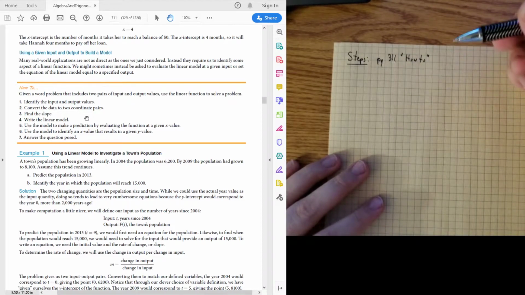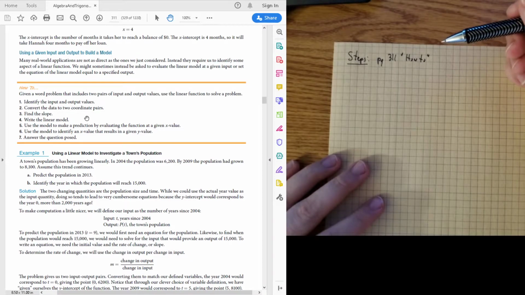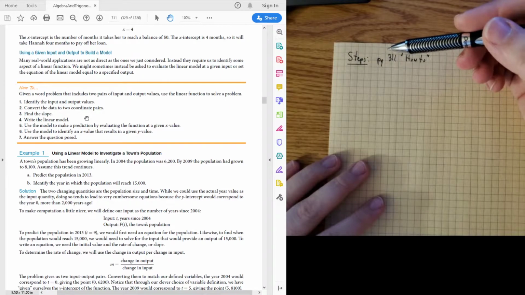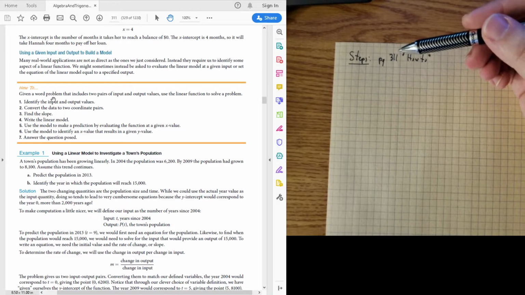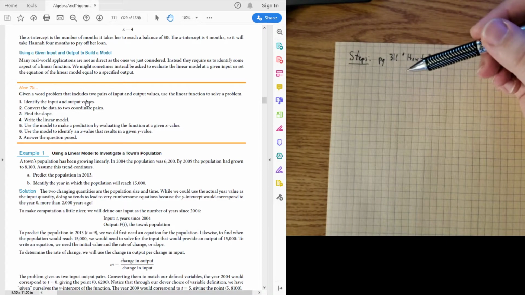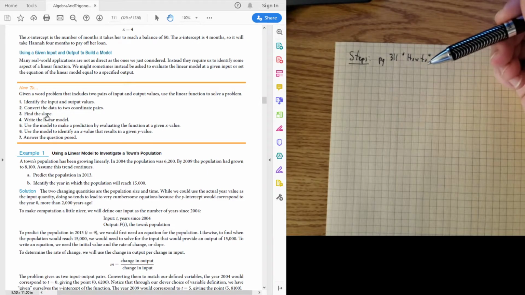Okay, it showcases exactly which steps are really good, and if you look really close, you might notice that most of them are the steps we did in the last section. We didn't change topics. We're now just looking at them in terms of more word problems. So, 1, identify inputs and outputs. Those are just x's and y's. 2, convert the data to coordinate pairs. We did that. 3, find the slope. We did that with the slope formula.